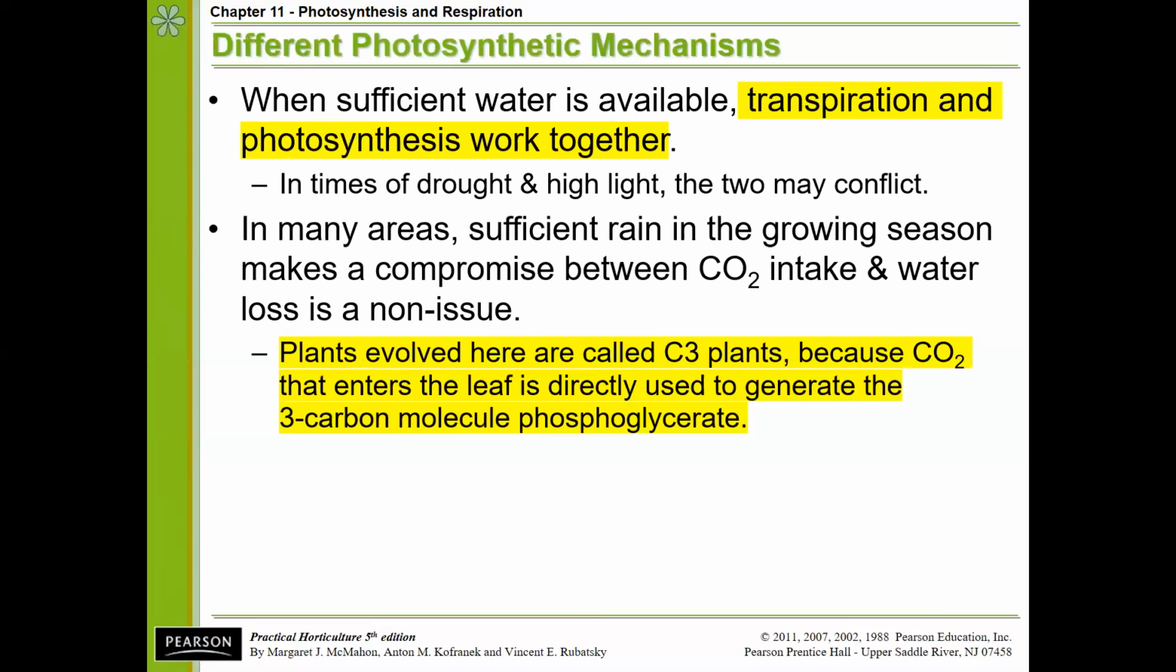spells. Generally, the plants that evolved mostly in these temperate areas are called C3 plants because the carbon dioxide that enters the leaf is directly used to generate a 3-carbon molecule, phosphoglycerate. So again, 3-carbon molecule phosphoglycerate equals C3 plants. That's the majority of plants in the world; they have this photosynthetic pathway.